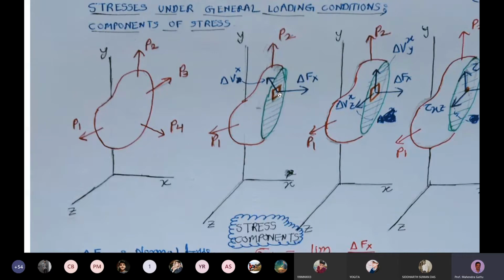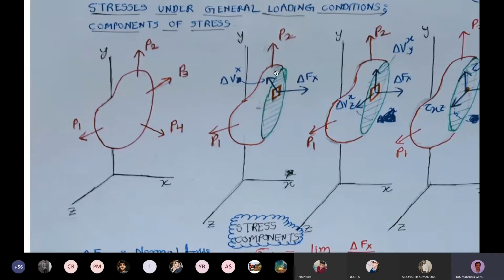At point Q, we take a small area surrounding the point, denoted as delta A. For that small area, the normal force is delta Fx and the shear or tangential force is delta Vx. The total force is Fx and the total tangential force is Vx, but only for the small area surrounding point Q, these are the normal force and the shear force. The normal force again is oriented in the x direction and delta Vx is in the plane.